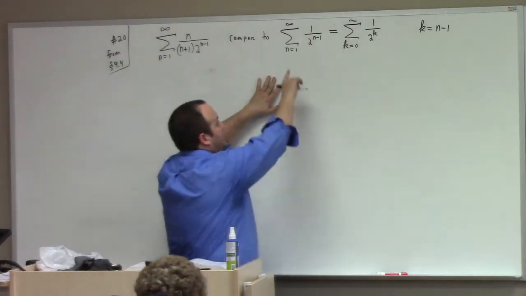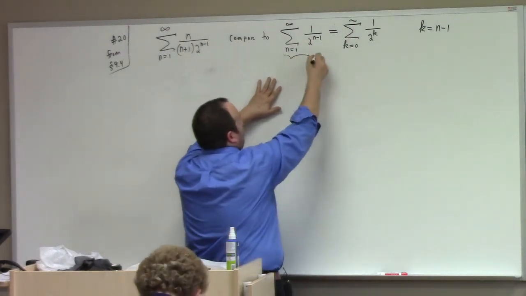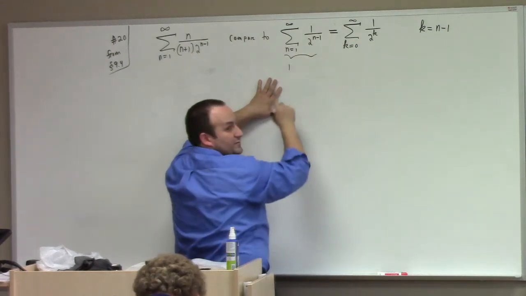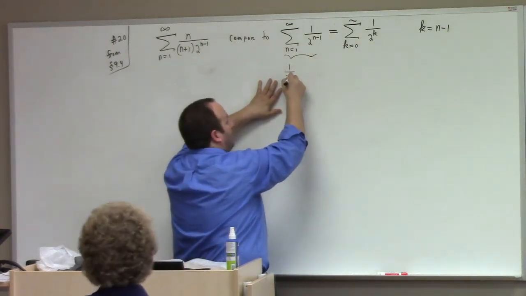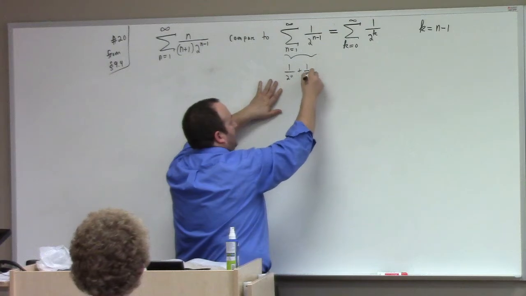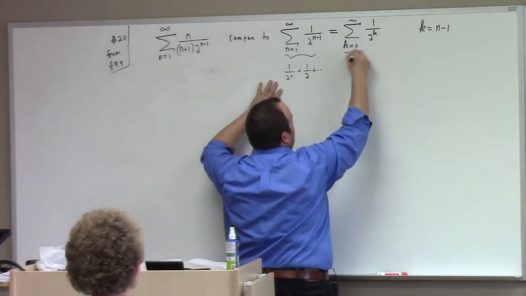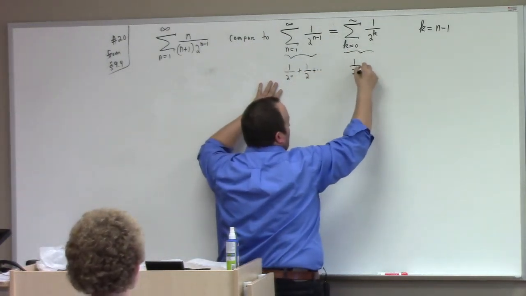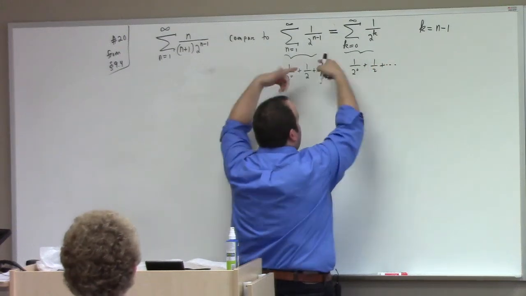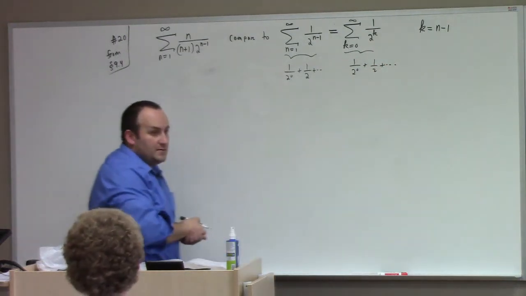Now, if you actually work these out, it's the same thing, right? N equals 1 is what? 1 over 2 to the 0, right? Plus 1/2. It's 1 over 2 to the 0 plus 1/2, right? These are just two different ways of capturing the same animal.